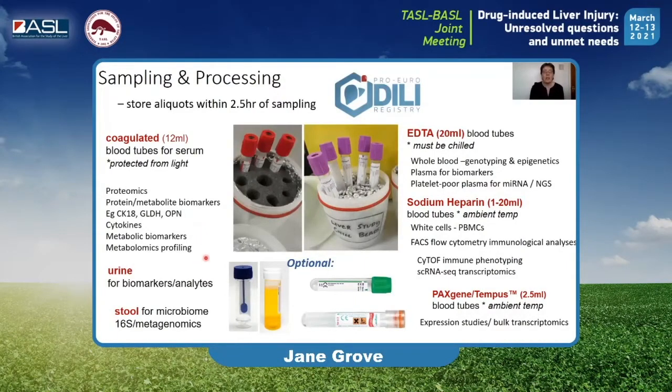Similarly, urine samples can be used for small molecule and protein biomarker tests. Stool is kept for microbiome studies. We also collect an EDTA blood sample for determination and storage so that DNA can be extracted, as we know that genetic factors can be important from our previous GWAS studies. Plasma is also prepared from the EDTA blood for determination of biomarkers.